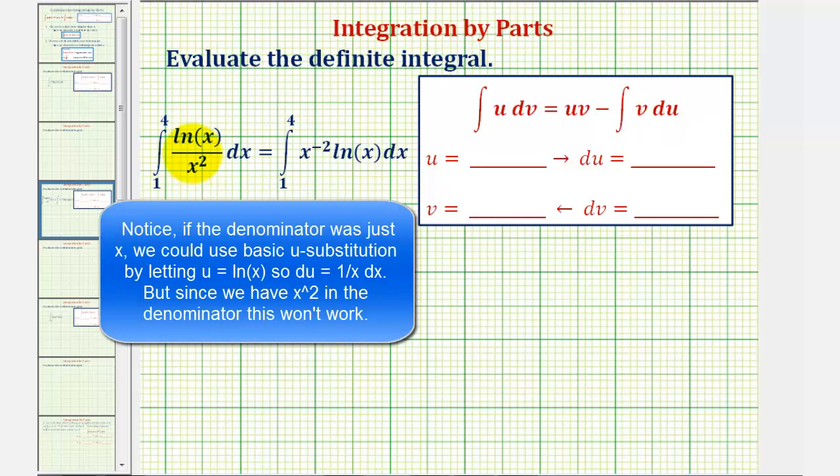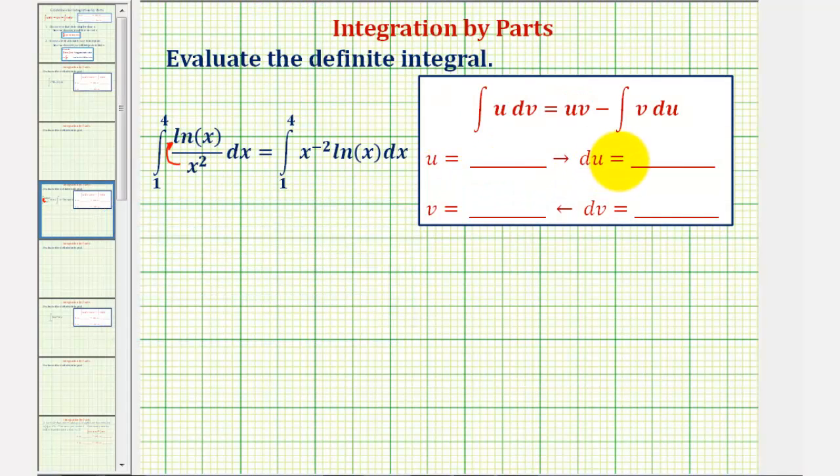The first thing we should do is move x to the negative 2 up to the numerator, which changes the sign of the exponent, giving us the integral of x to the power of negative 2 times natural log x dx. We want to select u so that differential u is simpler. We want to select dv so that we can easily integrate to find v.